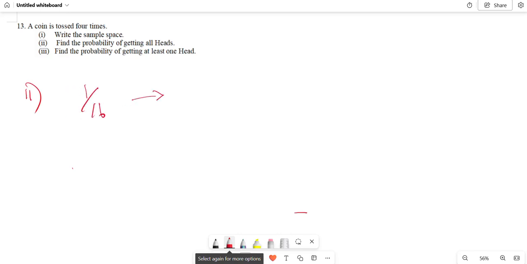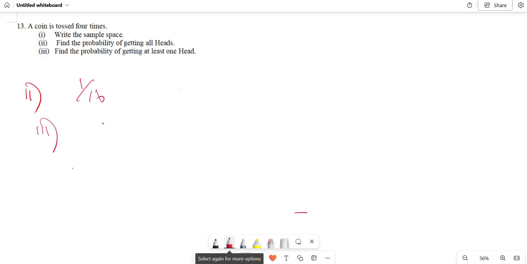Okay, the formula for this one is favorable outcomes divided by the total outcomes. Total outcome is 16. The favorable outcome is the thing that they ask, getting all heads. All heads means only one, head, head, head, head. That is only 1 divided by 16. The answer is 1 divided by 16.